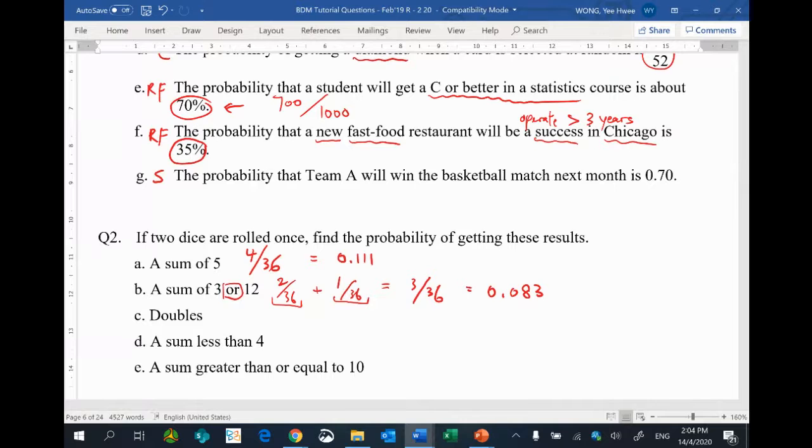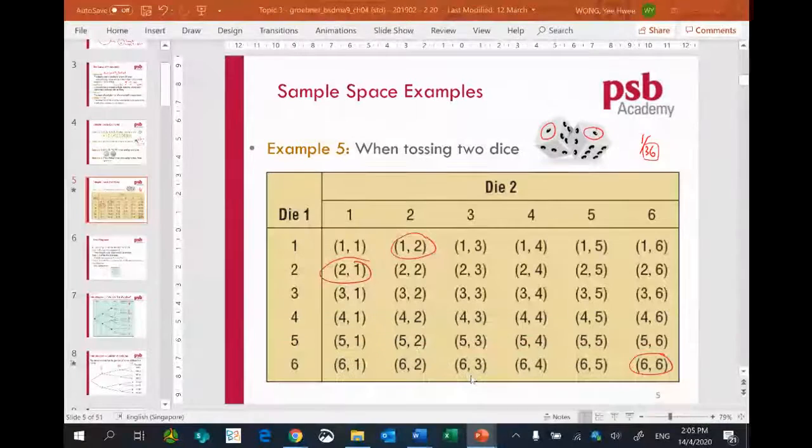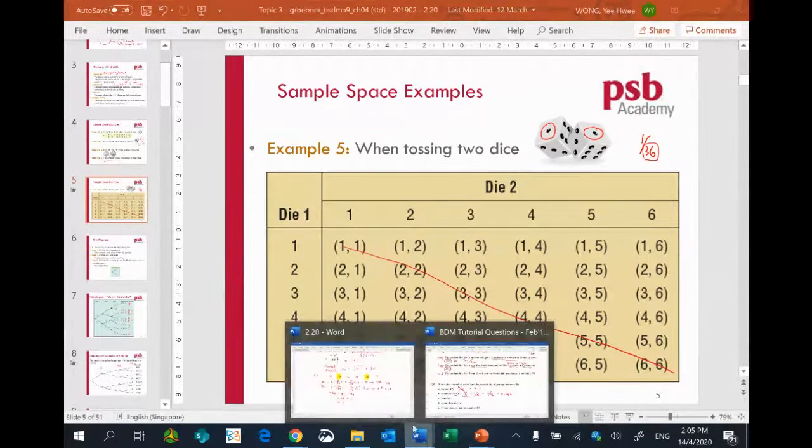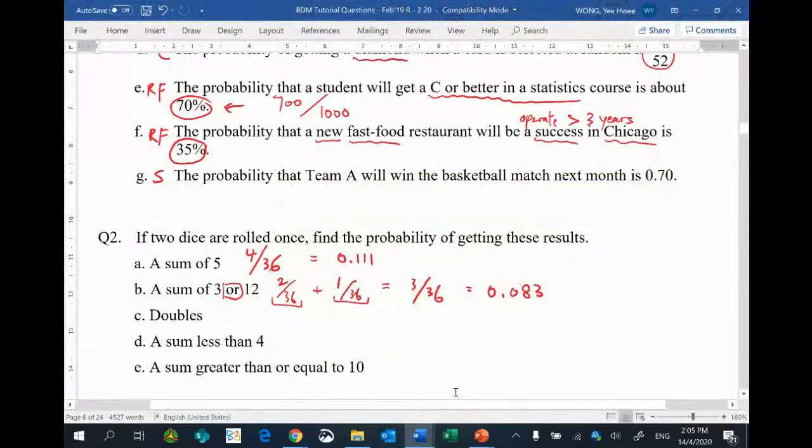Next question. What's the chance you get a double? What do you mean by double? We'll take this away. Double means the same number on both. How many of them? 1, 2, 3, 4, 5, 6. 6, so 6 over 36. So 1 over 6 is 17%, right?